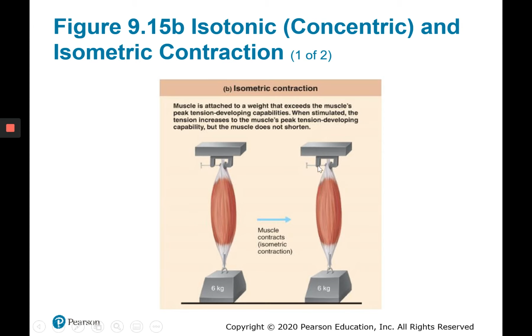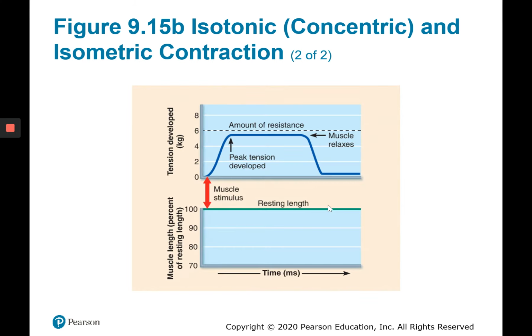Here's a good diagram for isometric contractions. We see resting length does not change during tension buildup in an isometric contraction. Tension does build up in both isotonic and isometric contractions, but only in isotonic contractions is there enough tension to overcome the load trying to be moved. Here we can see for an isometric contraction that tension builds, but we have no change in length for the muscle.